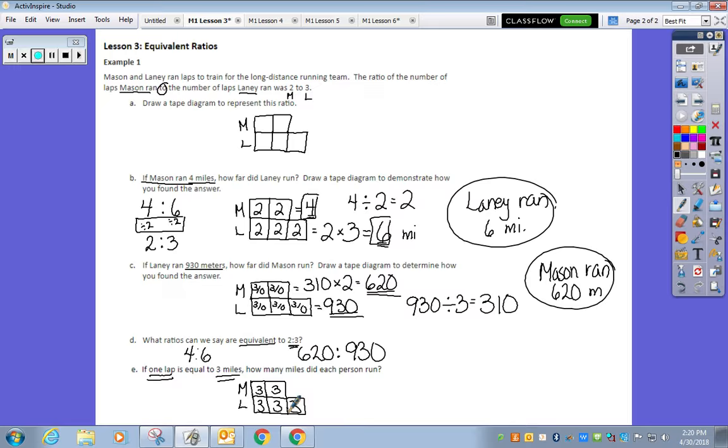So now to figure out how much each person ran, we take the number inside each section and multiply it by the number of sections. So I've got 1, 2 for Mason, so 3 times 2 is 6. And for Laney, I've got 3 in each section times 3 sections, or 9. So this now shows us that 2 to 3 ratio, but it also shows us a ratio of 6 to 9. So 6 to 9 would be another equivalent ratio to 2 to 3. And if you think about that one, if you divide both of these by 3, it gives you that 2 to 3 ratio.